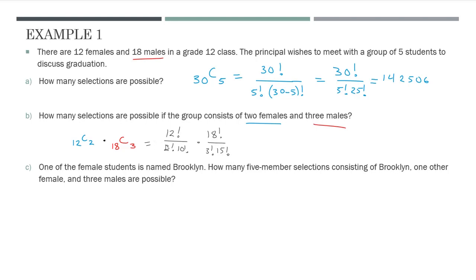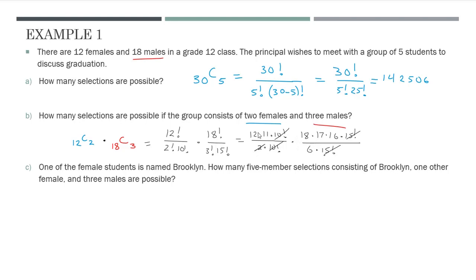So let's see if there's anything we can simplify here. Well, for the numerator and denominator, we could both make the factorials of 10. So we could have 12 times 11 times 10 factorial, and the denominator would stay as 2 times 10 factorial. And then for this one, we can make the factorials both 15. So we have 18 times 17 times 16 times 15 factorial, all over 6, because 3 factorial is 6, and then 15 factorial. So then we can cancel out our 15 factorials and our 10 factorials.